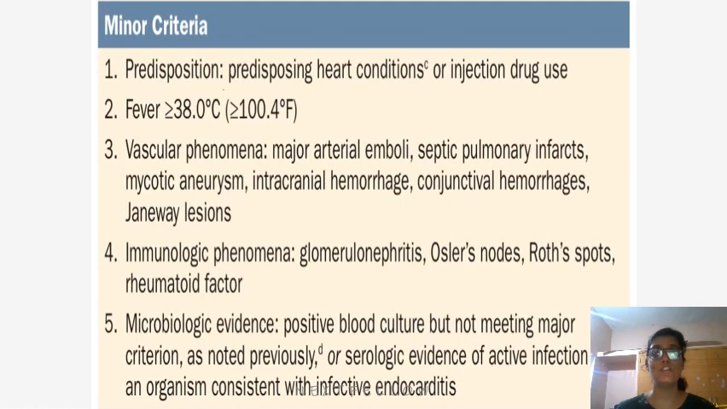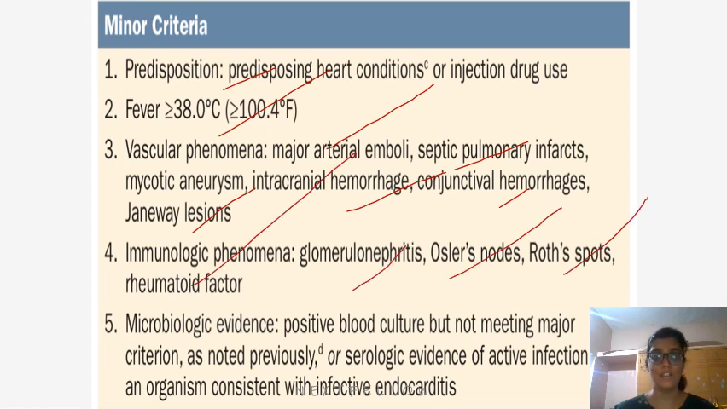Minor criteria are predisposition, heart conditions or injection drug use; fever greater than 100.4 degrees Fahrenheit; vascular phenomena like major arterial emboli, septic pulmonary infarcts, mycotic aneurysm, intracranial hemorrhage, conjunctival hemorrhage, Janeway lesions; immunologic phenomena like glomerulonephritis, Osler's nodes, Roth spots, RA factor; microbiologic evidence, positive blood culture but not meeting the major criteria, or serologic evidence of an active infection with an organism consistent with infective endocarditis. These are the minor criteria.